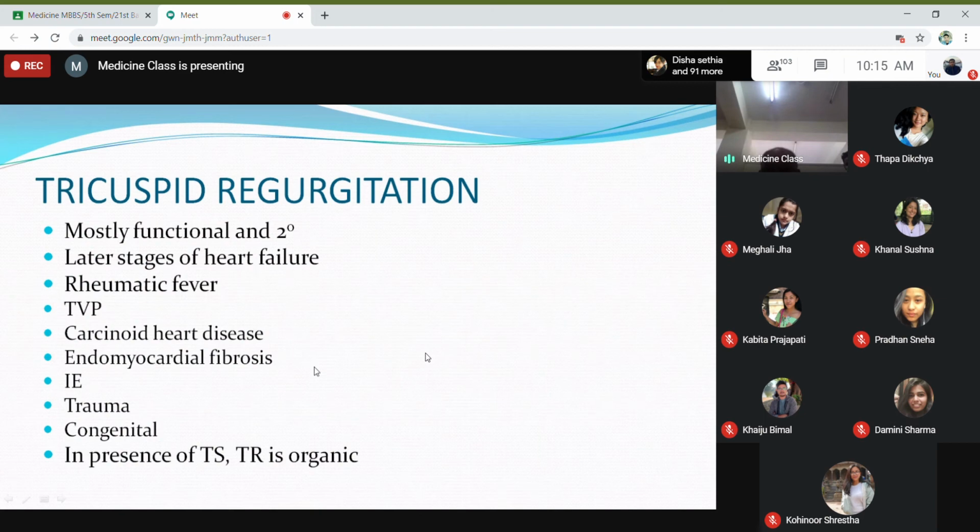Suppose, if you remember mitral valve or aortic valve disease, like aortic regurgitation, it leads to right heart failure. And if the patient has right heart failure, then there will be a dilatation of the right heart causing tricuspid regurgitation. So it's mostly functional and secondary, and you'll find it at the later stages of heart failure.